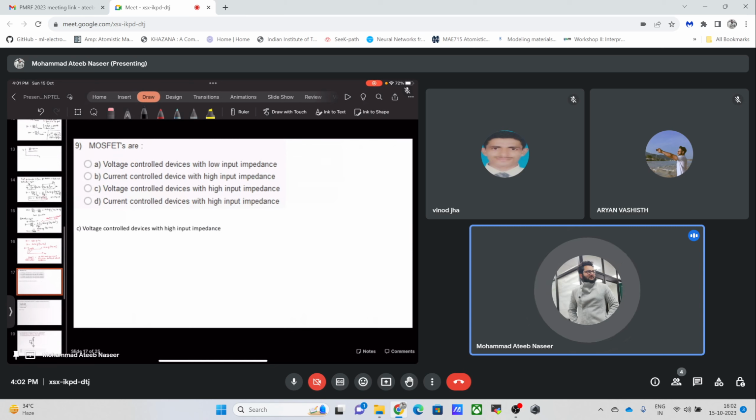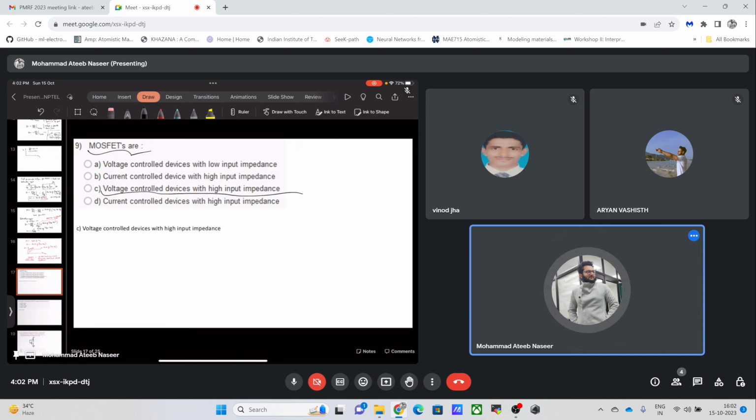So now, what are MOSFETs? MOSFETs are simply voltage control devices with high input impedance. We saw that we do not want any drop in the input network. We want all the signal that we are giving to this circuitry to go as it is. We do not want any drop in its internal circuitries.